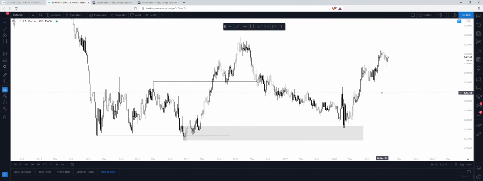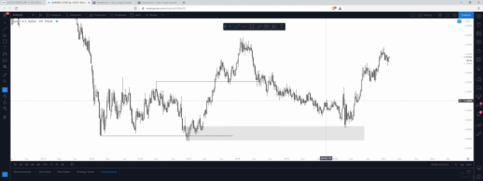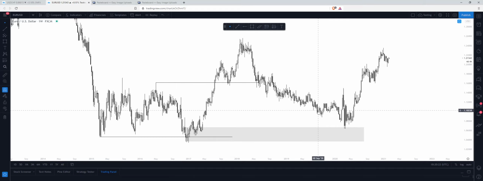So yeah, I don't want to go into too much of a tangent. I think I'm just trying to explain that price moves exactly the same way on the weekly, the daily, the 4 hour, the 1 hour, all the way down to the tick charts. All right, on to the next subject.